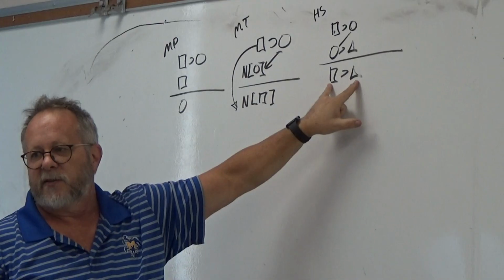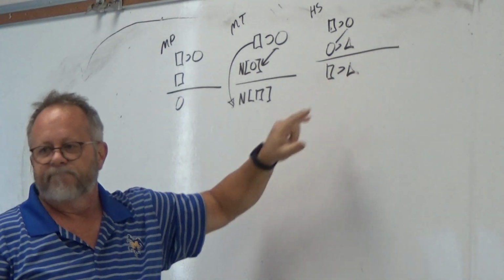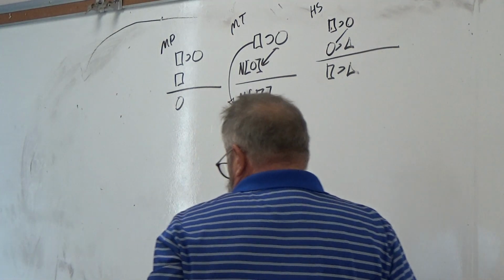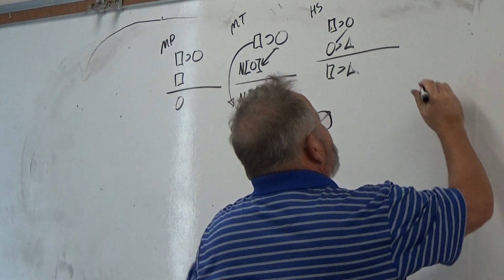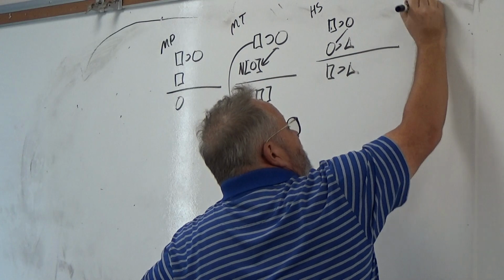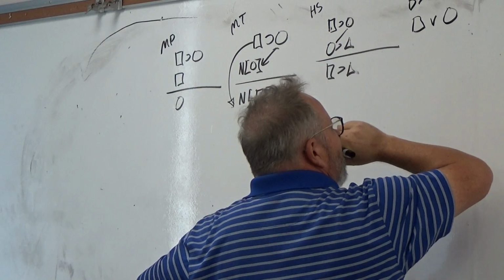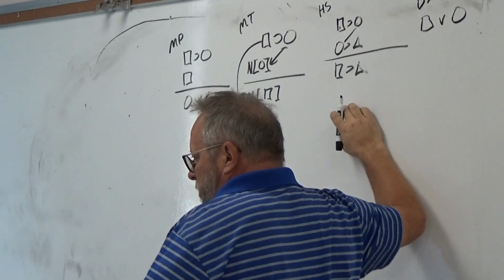Of the first and the consequent of the second. Okay, that's hypothetical syllogism. Okay, disjunctive syllogism. This is only for ors. Okay, this is a box or circle.